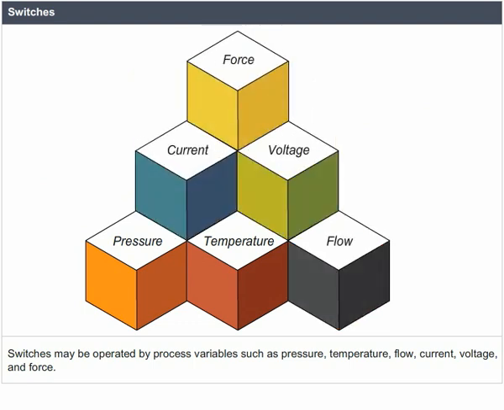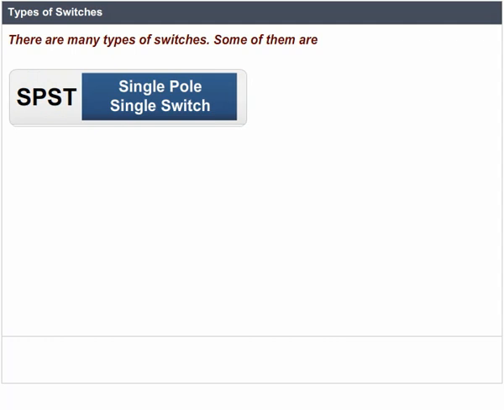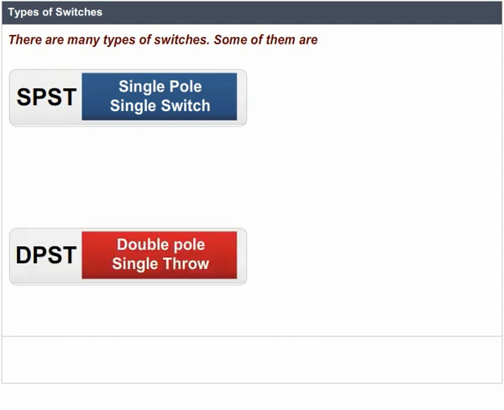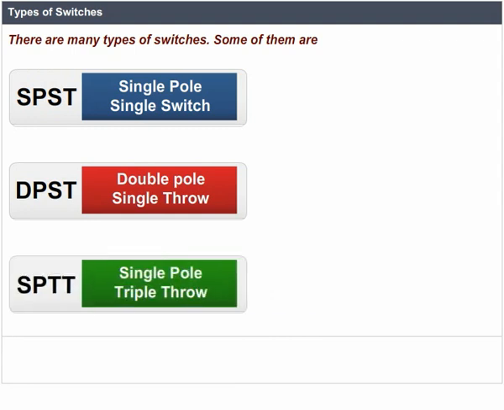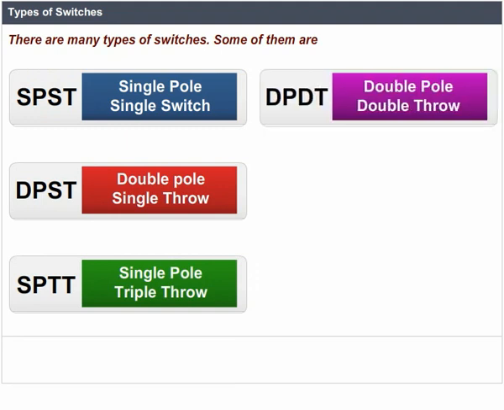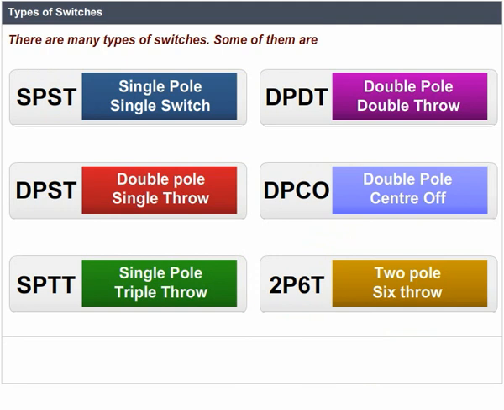Types of switches. There are many types of switches. Some of them are SPST, single pole single throw; DPST, double pole single throw; SPTT, single pole triple throw; DPDT, double pole double throw; DPCO, double pole center off; 2P6T, two pole six throw.